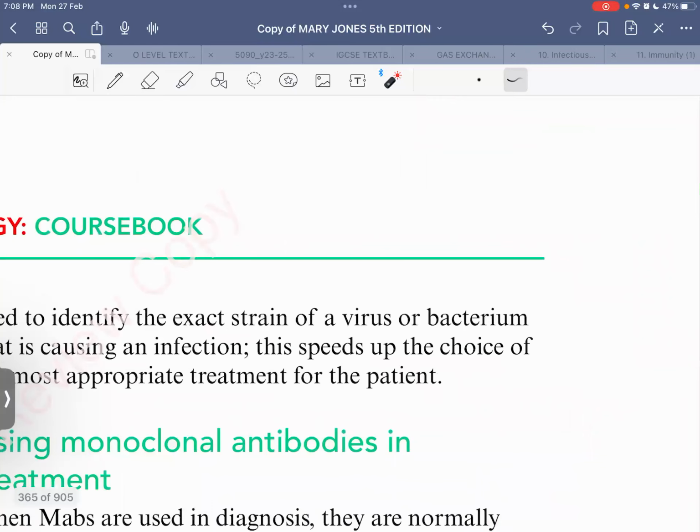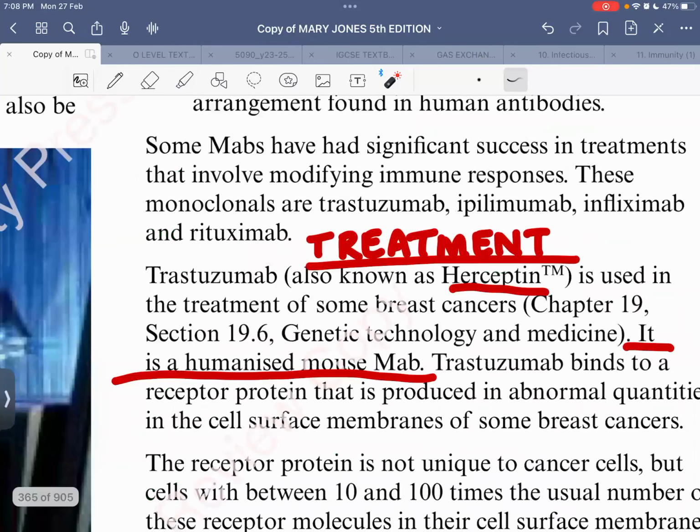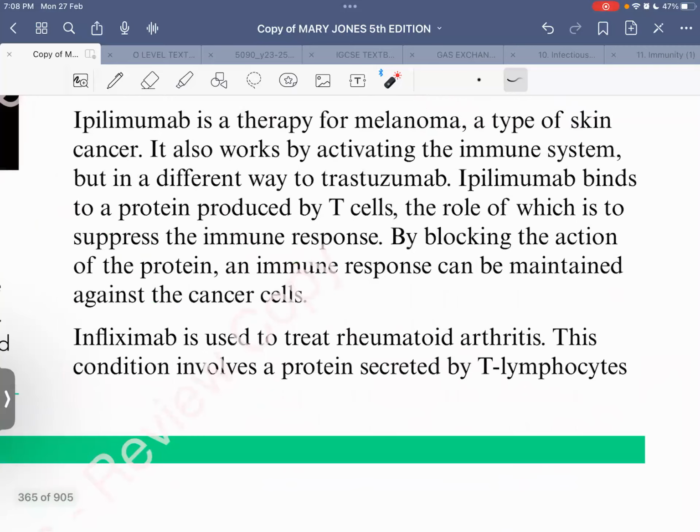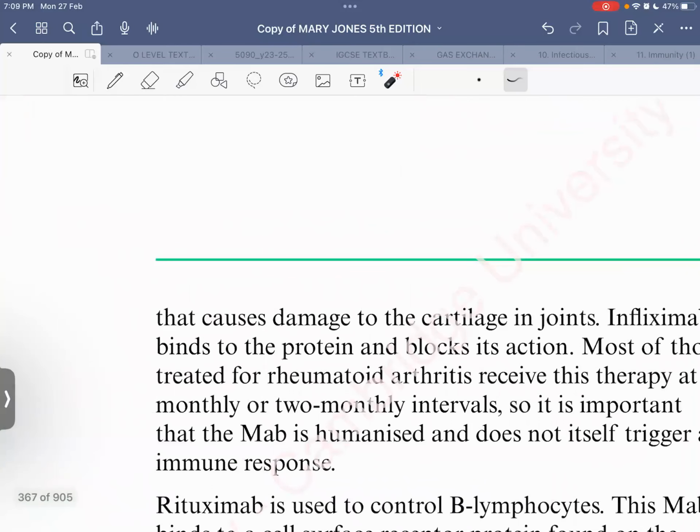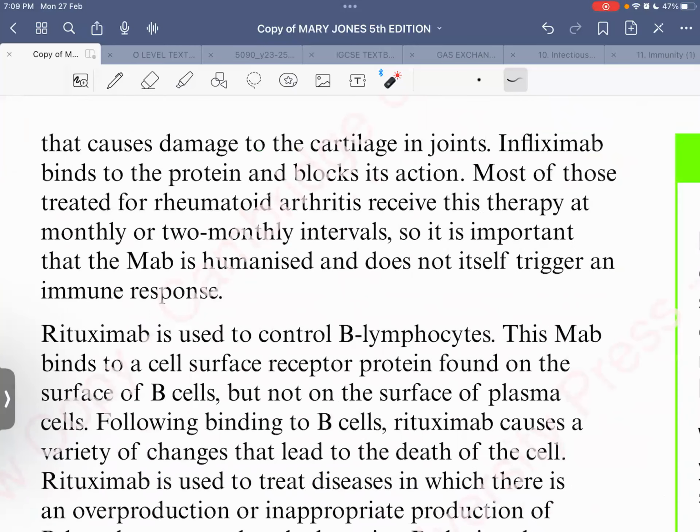The T lymphocytes in such people who are suffering from rheumatoid arthritis, there is a protein secreted by T lymphocytes, and this protein causes damage to the cartilage. और इसकी वजह से they have pain and swollen joint. So in them also we can give infliximab because it will bind to this protein that is causing damage to the cartilage and hence blocking its action. ठीक है? Most of those treated for rheumatoid arthritis receive this therapy at monthly or 2 monthly intervals.